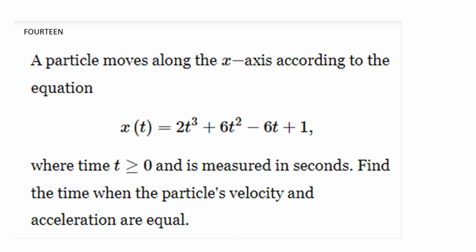Number 14 was a rectilinear motion problem. A particle moves along the axis according to this equation, and we're saying t is greater than or equal to 0, and is measured in seconds. Find the time when the particle's velocity and acceleration are equal.